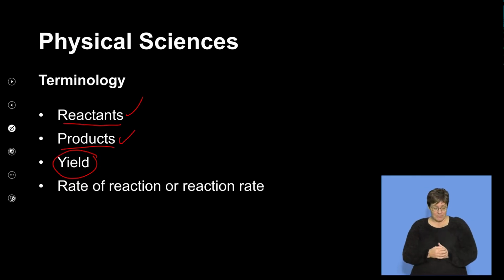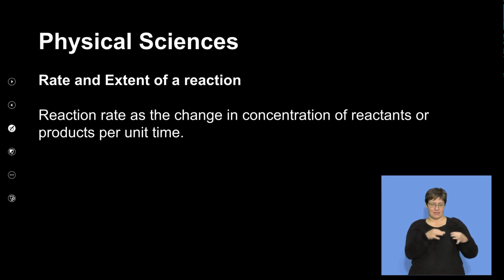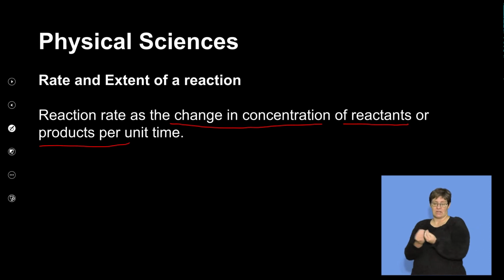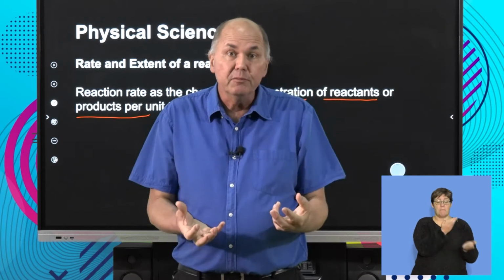So rate of reaction or reaction rate is clearly defined. And so we define it as follows. It's the change in concentration of reactants or products per unit time. Now, it doesn't only have to be concentration. It could be the change in mass or the change in volume of either reactant or product.